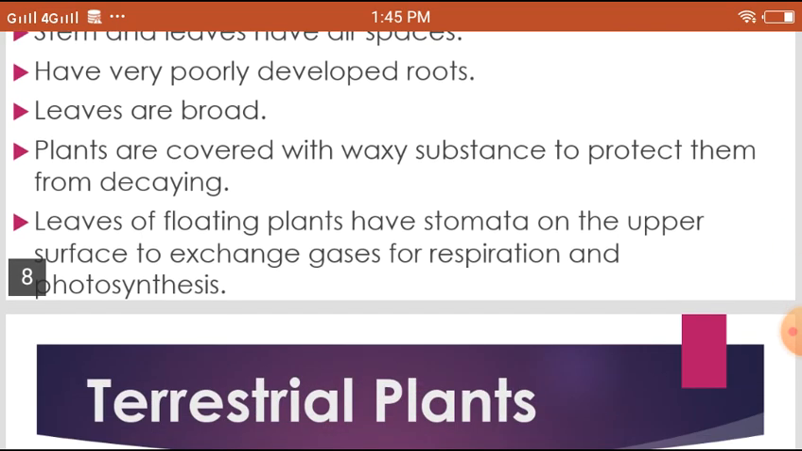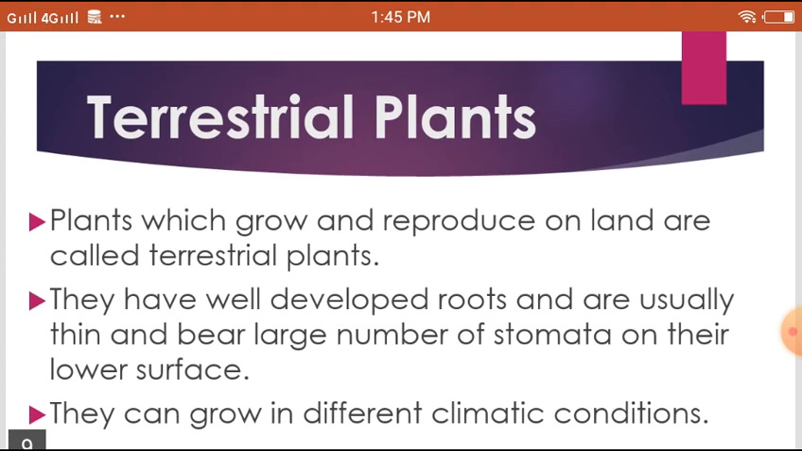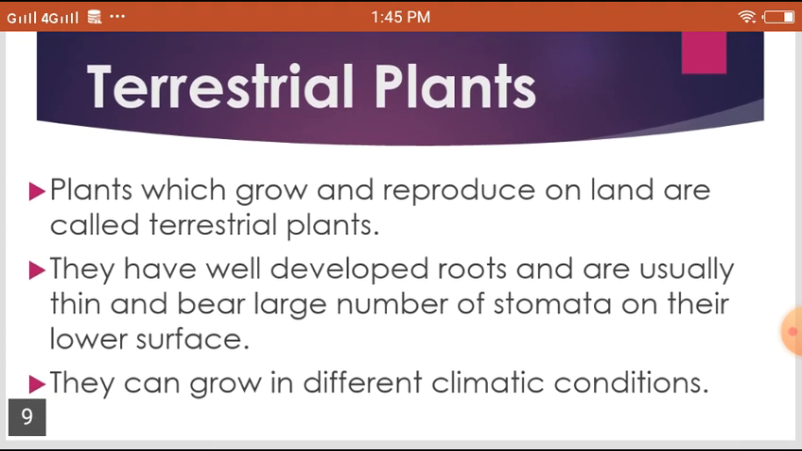Now the next type of plant on the basis of habitat is terrestrial plants. Terrestrial plants, the plants which grow and reproduce on land, are called terrestrial plants. They have well developed roots and are usually thin and bear a large number of stomata on their lower surface. Terrestrial plants can grow in different climatic conditions. Some of the plants in different climatic zones we are going to discuss in today's class too.